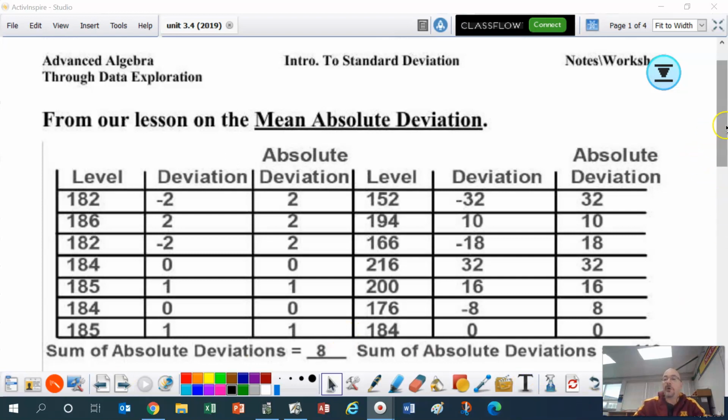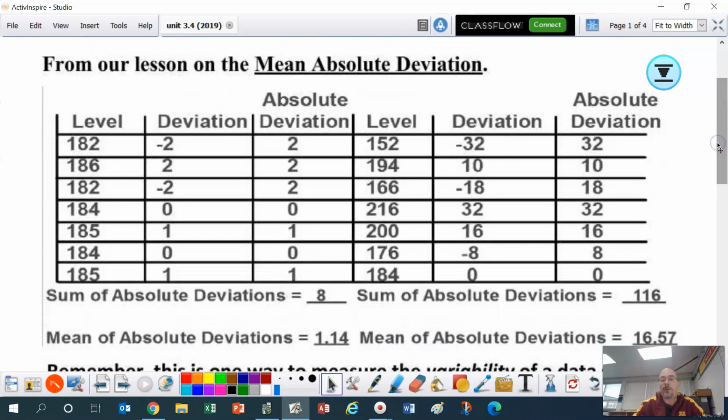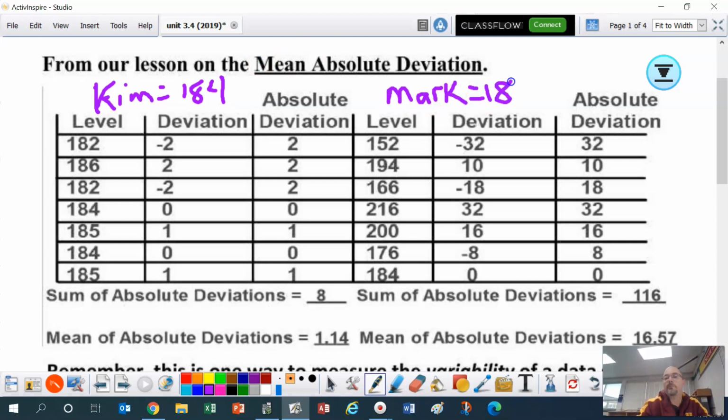All right. So if you recall, we had 2 people, Mark and Kim, and we had measured their level of cholesterol. All right, and we found the mean for both Mark and Kim. If you remember, the mean for Mark and Kim was the same. The mean for Kim, remember, is 184, and Mark was also 184.